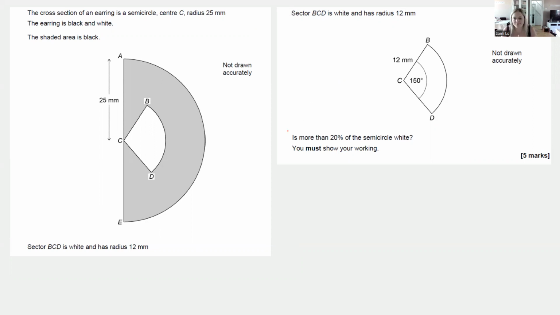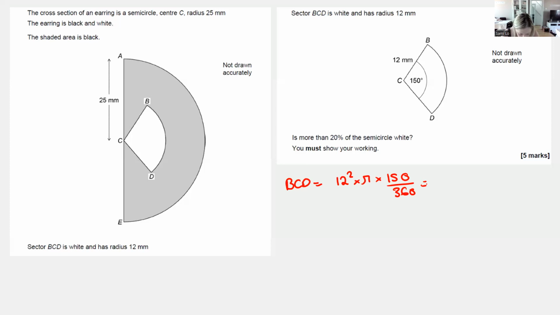Because we're looking at area in this question, the first thing we need to do is find the area of the black one and then the area of the white one, and then we can do a percentage of the two. I might do the white one first. Yeah, I might do B, C, D first, actually. Again, hopefully you've already paused this, but if you haven't, sorry, pause it. So we're going to do 12 squared times pi times 150 over 360.